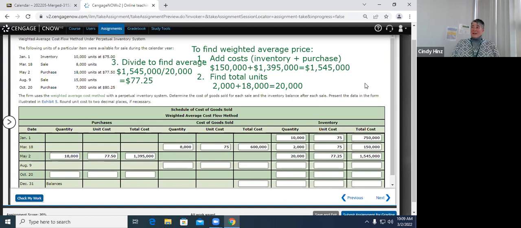Did we actually pay $77.25 for anything we have? No, we either paid $75 or we paid $77.50. We don't care. As far as we're concerned, it's all the same. A 12-ounce box of Kellogg's Corn Flakes is a 12-ounce box of Kellogg's Corn Flakes. We don't care which day we bought it and which day we put it on the shelf. They're all the same. And so we're going to treat them all the same.